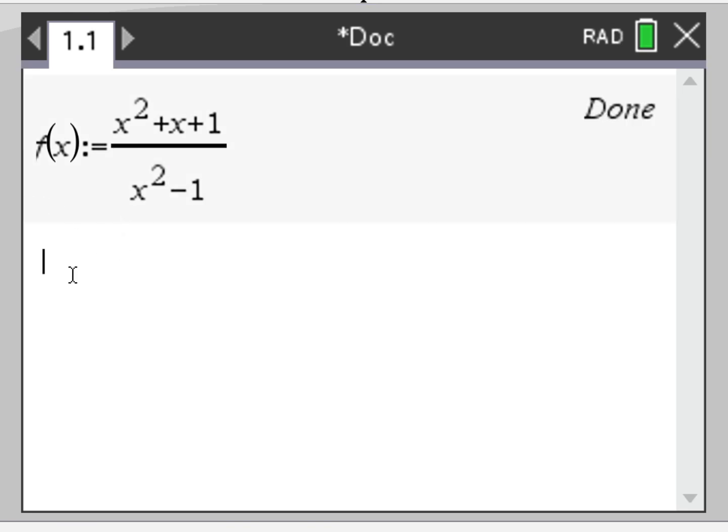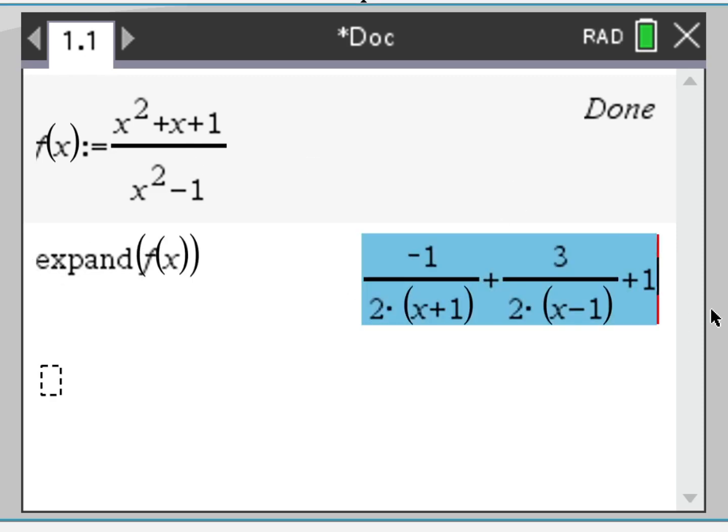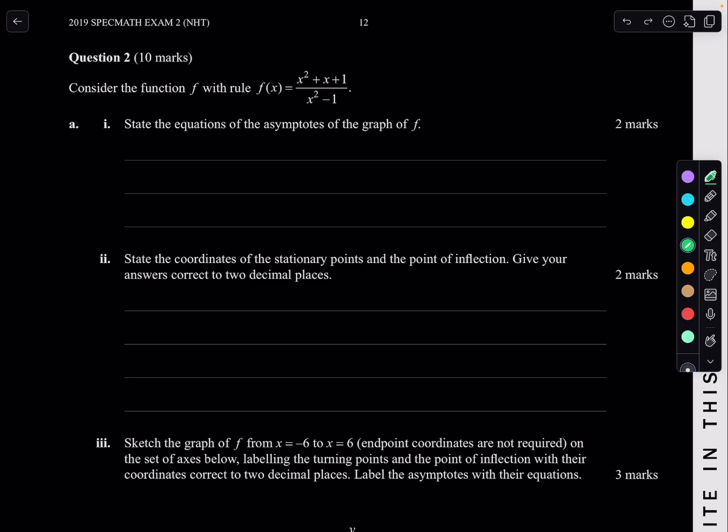And I want to find the equation of the asymptote. So easy. We just write expand f of x. And here it is. I'm going to write this equation right in my iPad. So let's write that down. So it's f of x. I can rewrite f of x like this in its proper fraction form.